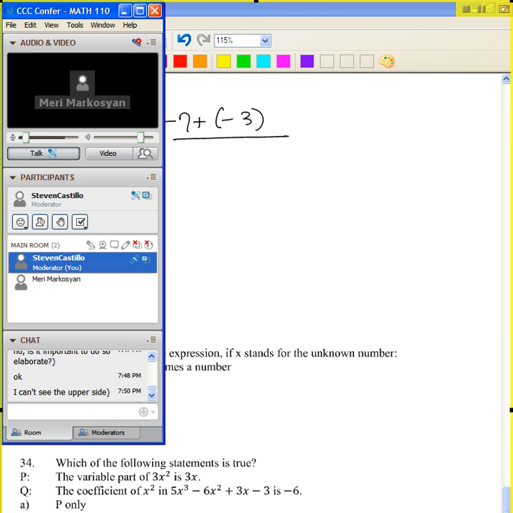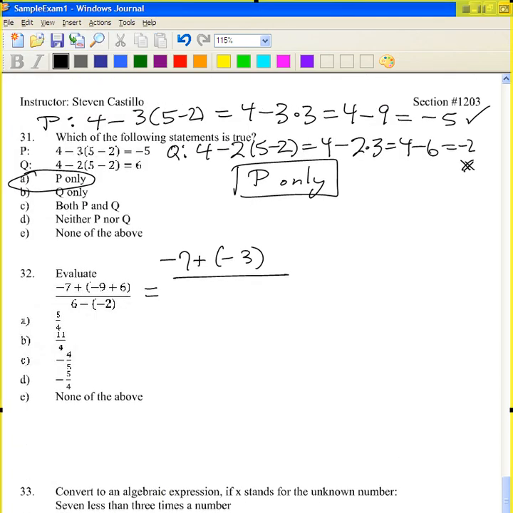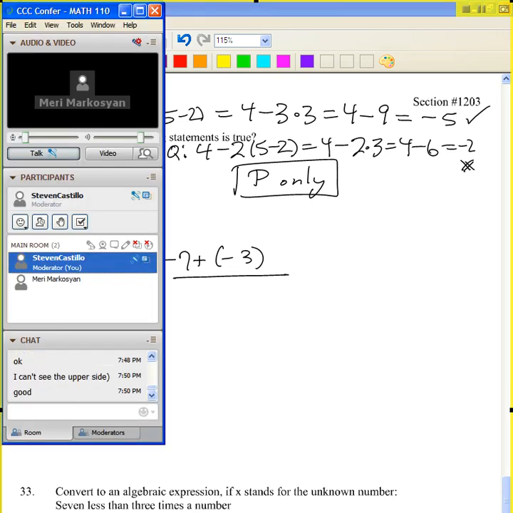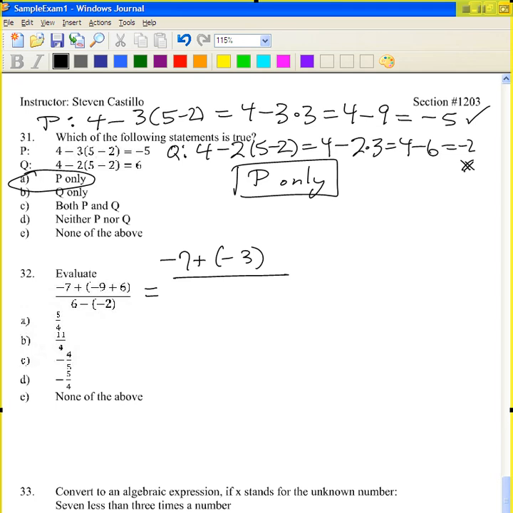You can't see the upper side. How's that? Good. Okay.